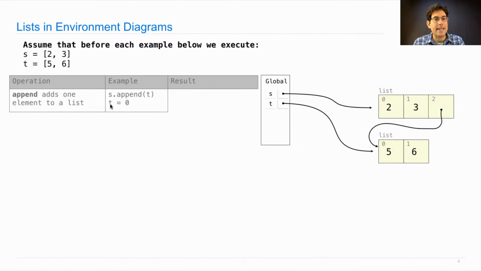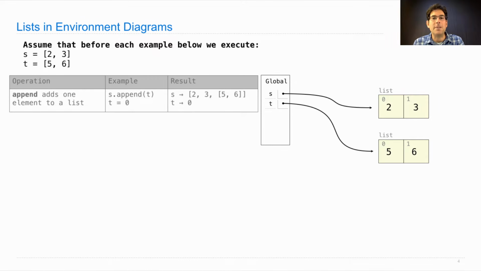Now when I assign the name T to something else, like 0, that means T is bound to 0. It's no longer bound to the list 5, 6, but that does not affect S. S is now 2, 3, and a list 5, 6. That's a 3-element list containing 2 numbers and a list, and T is bound to 0.